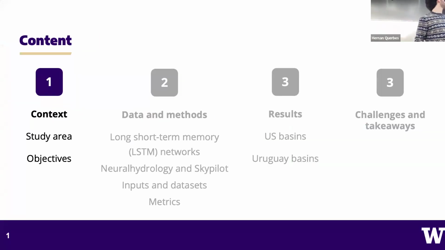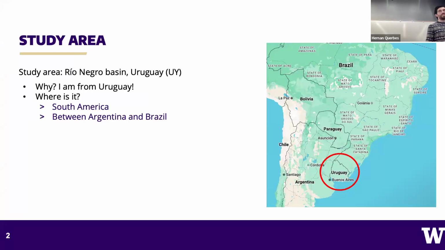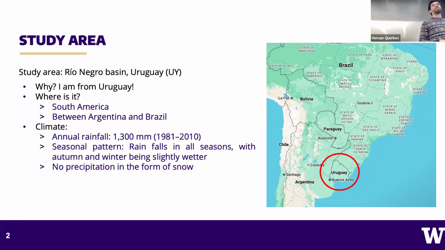Okay, so to start with the study area, it is located in Uruguay because I'm from Uruguay. For those that don't know where Uruguay is, it's in South America between Argentina and Brazil. As a little bit about the climate of Uruguay, we have an annual rainfall of about 1,300 millimeters per year. We have rain in every season, but a little bit more in fall and winter.